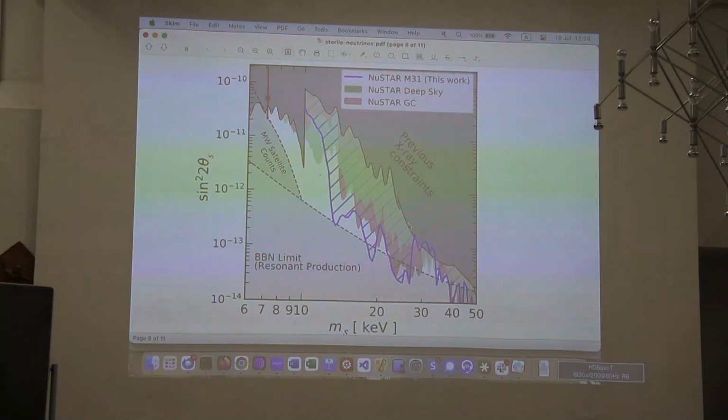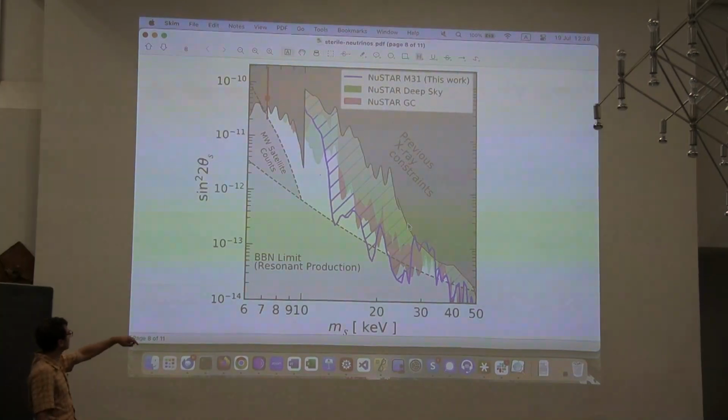So if you look at this diagram, on the horizontal axis you have the sterile neutrino mass, and on the vertical axis the sine squared of twice the mixing angle. You see that the masses we are talking about are indeed of order a few keV to a few tens of keV, and the mixing angles are very small, because if they were too large, obviously the sterile neutrinos would have decayed already.